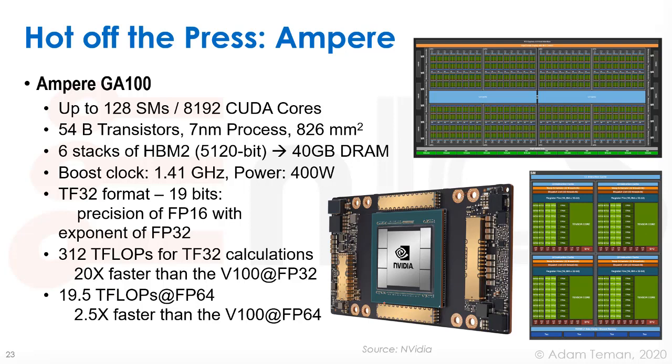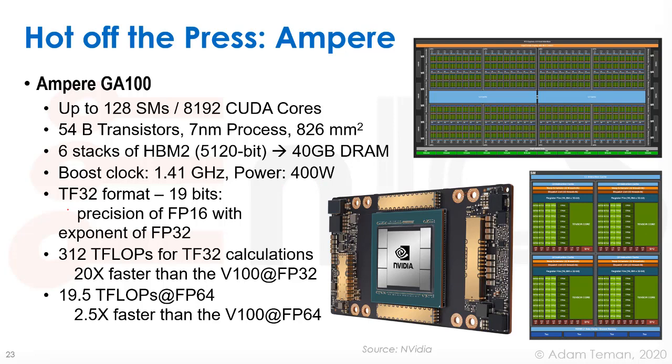The interesting thing is that it should be 48 gigabytes of DRAM, but they only actually show 40 gigabytes of DRAM. It could be that one of the stacks of HBM2 is for redundancy. It could be that they're only delivering it with 5 stacks and not 6. The boosted clock is almost 1.5 gigahertz, with 400 watts of power.